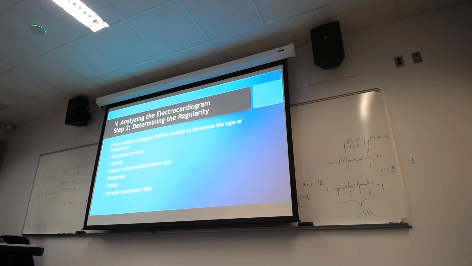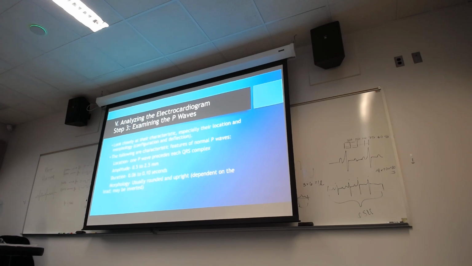If the rhythm is irregular, then you want to kind of further categorize it. Is it patterned but irregular? Is it completely irregular? And here are some of the words that you can use to describe such irregularity. If you're looking at the P waves and you notice their morphology and their distance from your QRS complex, or your PR interval, as you were pointing out before, if that's longer than 0.2 seconds, then you have some kind of block there.